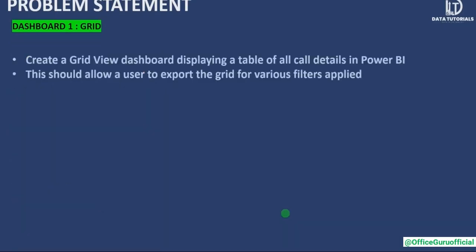All right. Next, the second dashboard is the grid dashboard. In this we will create a grid dashboard where we will display different fields, which can be exported in the form of an Excel sheet. This will allow the user to export the grid for the various filters applied. So we are going to apply the filters, and it will be exported, from where you can generate some reports as well. It is row-by-row information of each call which we are getting.